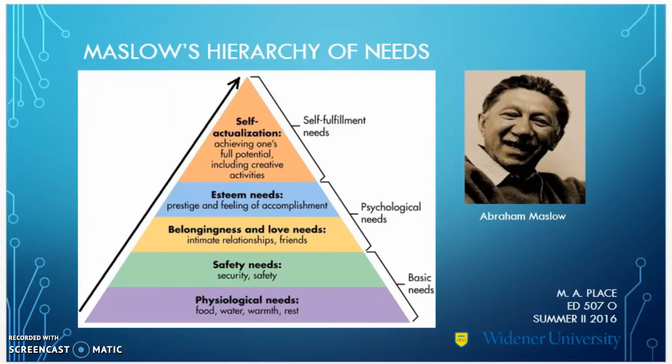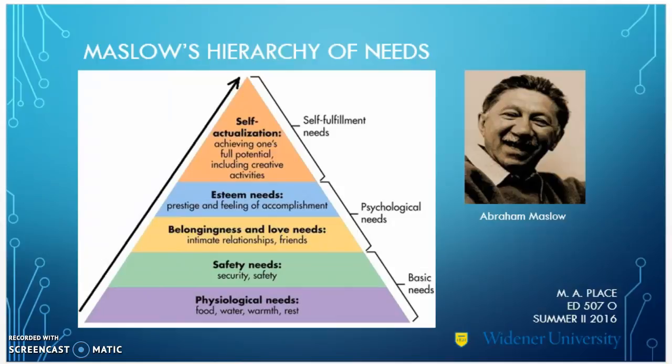So you have belongingness, love, and esteem. And then finally, you have self-actualization. And Maslow's theory was that only 1% of people actually get to self-actualization. So a few examples of how this hierarchy might come into play in the classroom.